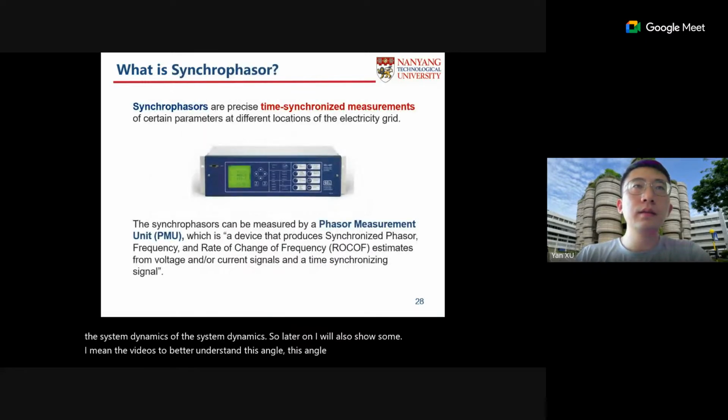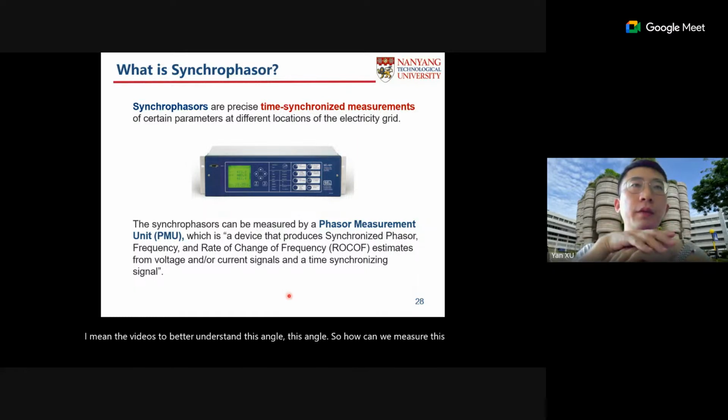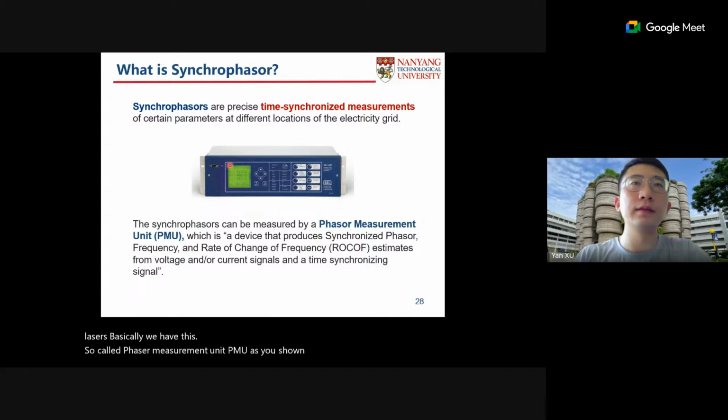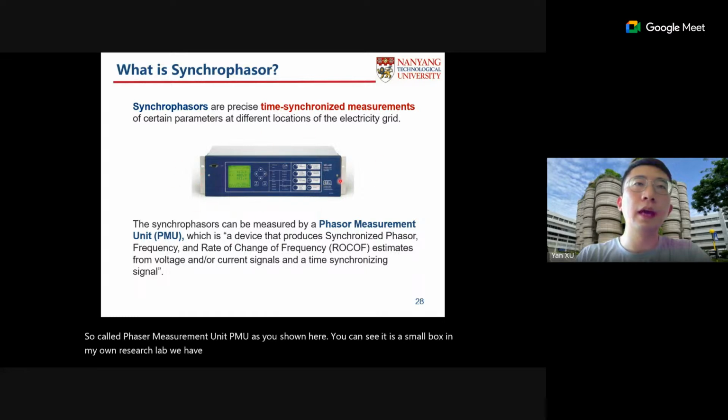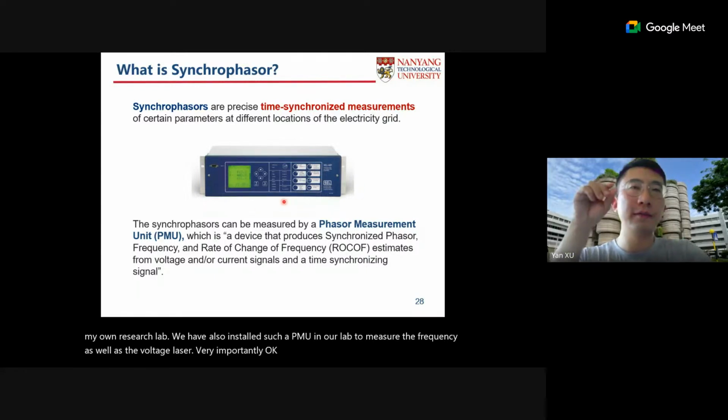So how can we measure these phasors? Basically, we have the so-called phasor measurement unit, PMU, as shown here. You can see it is a small box. In my own research lab, we have also installed such a PMU to measure the frequency as well as the voltage phasor. Very importantly, each PMU will measure the phasor at a connection point.